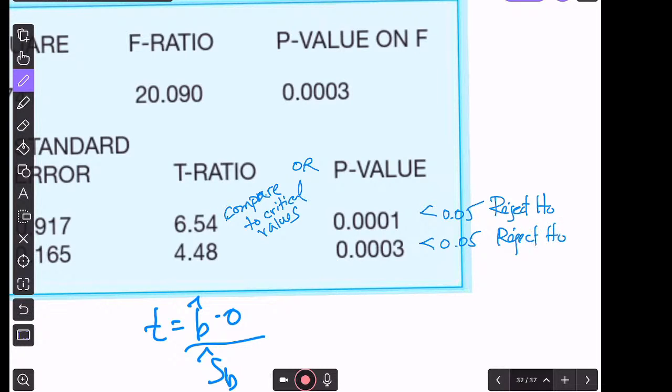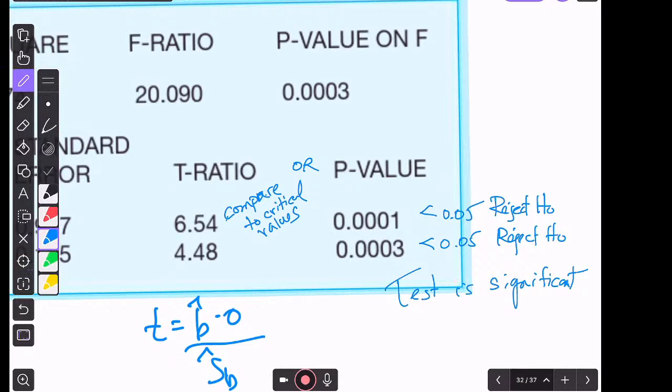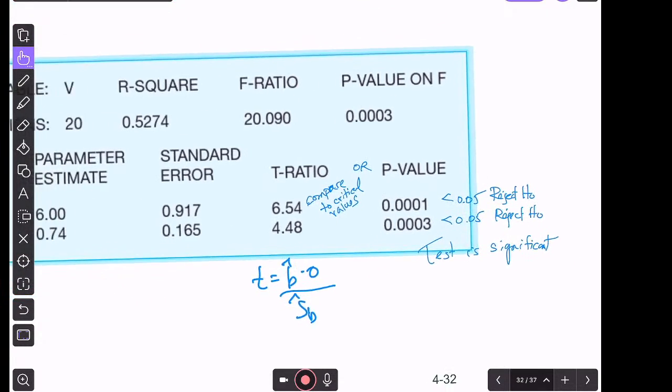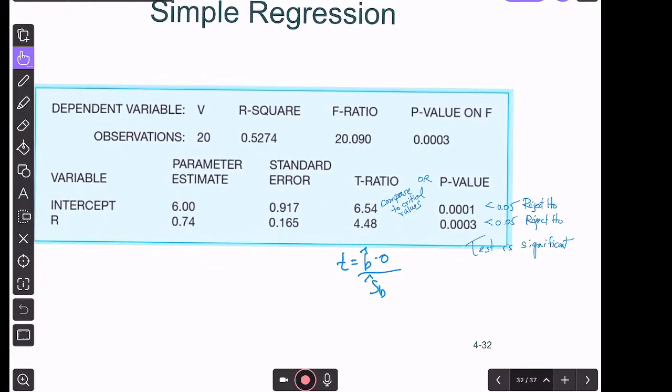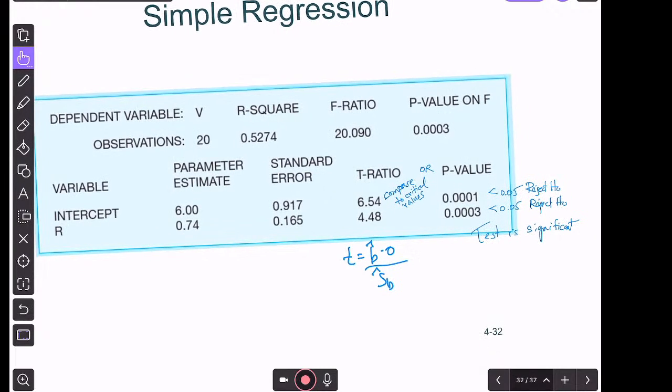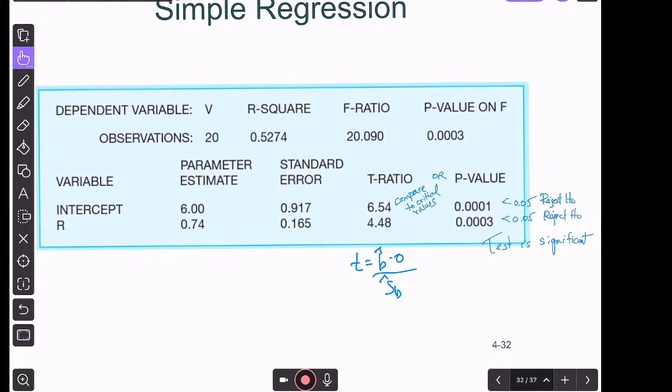So the test is significant. We say the test is significant, and the estimates that we got are meaningful. So the result of a slope, the intercept was 6, and the slope, oh my goodness, the intercept was 6, that was the coefficient, and the slope was 0.74. So that's how you read these things.